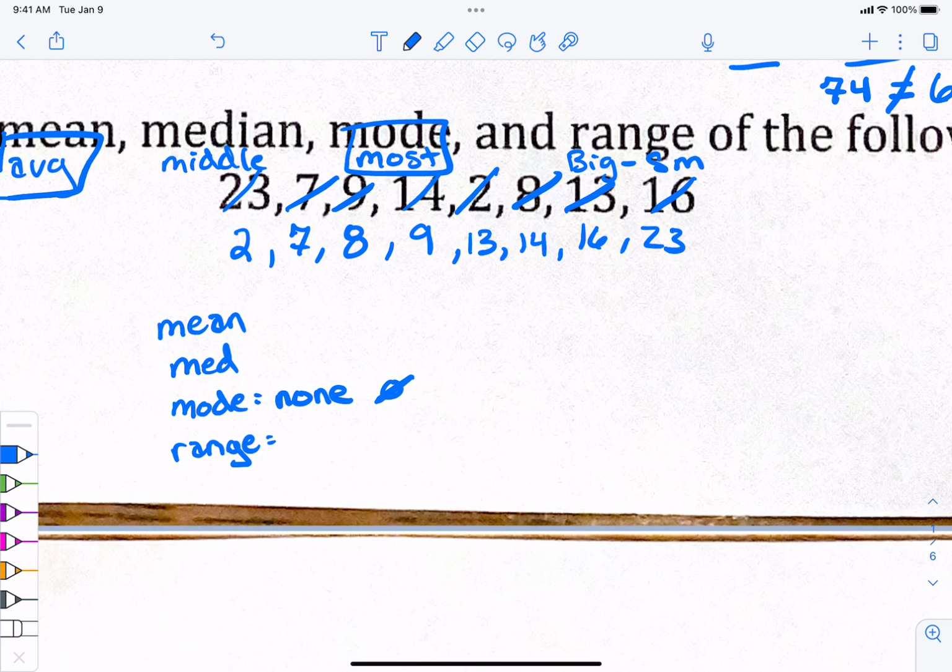Okay, the range is the biggest number minus the smallest number. 21. 23 minus 2 is 21. Perfect.